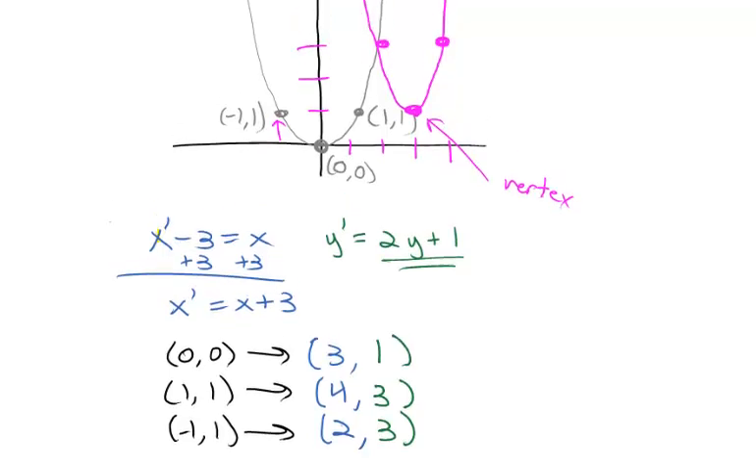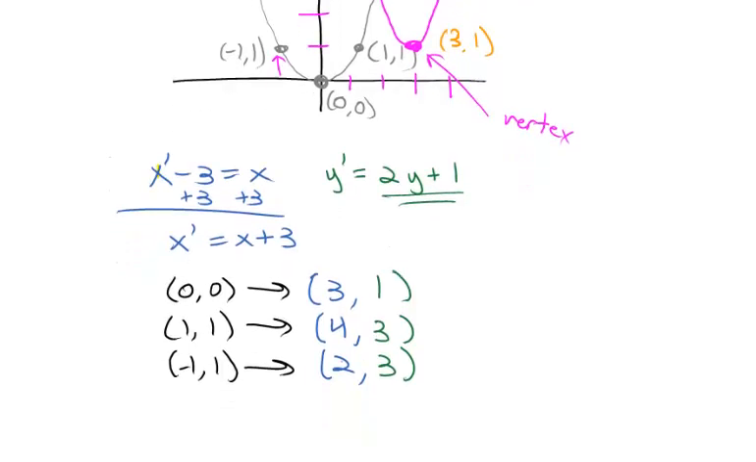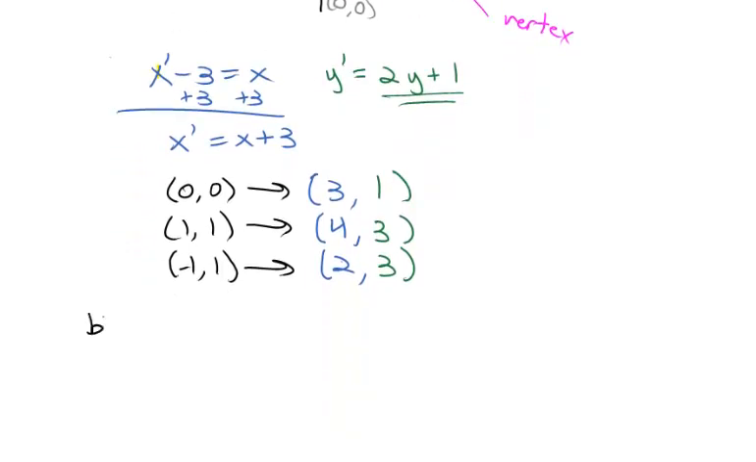And sure enough, on the graph we just drew, 3, 1 is the vertex. 4, 3 is the other point. And 2, 3 is the other point. So 2 ways to get at graphing this function. Let's graph another one. Let's graph negative 2x squared minus 5x plus 3.